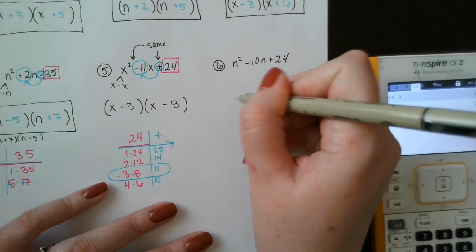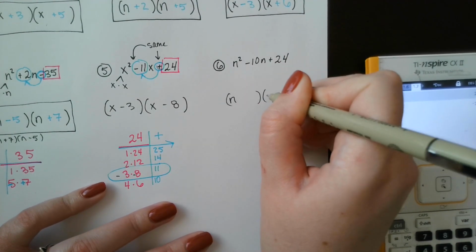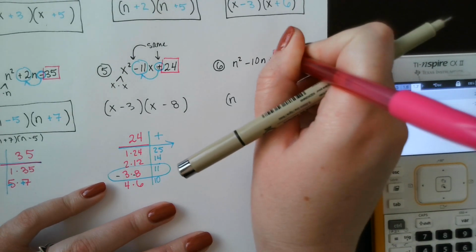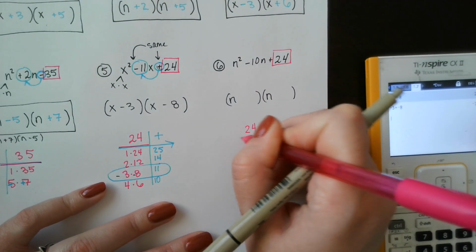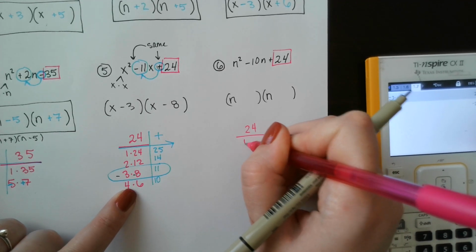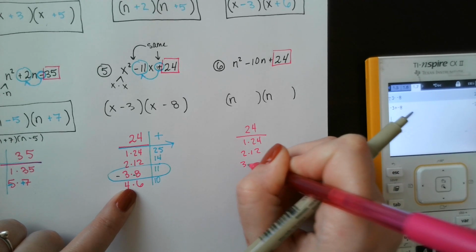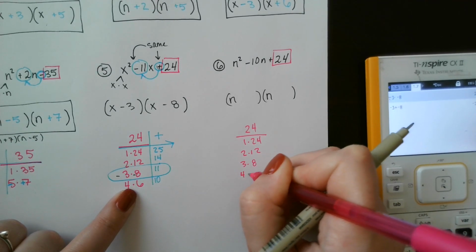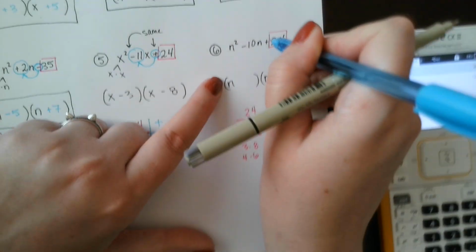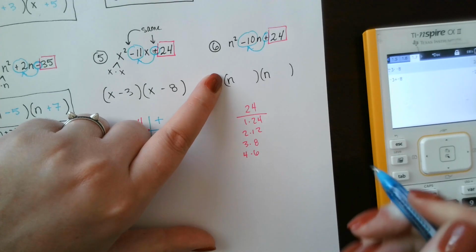Number 6 is very similar. So we'll set up our parentheses. I'll put n's in the front. And we're looking for factors of 24. Factors of 24 we actually already have from this guy, and we can write them down again. And this is telling us that we need to find the factors that add to give us a negative 10.